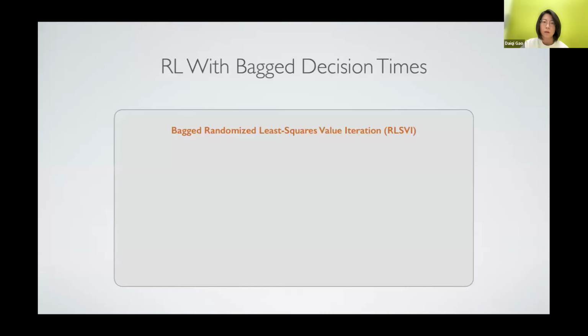Okay, so based on the previously defined state, action, and rewards, we will be able to form an RL algorithm. But due to the time limits, I will only go over the high-level idea of this algorithm. So we adapt an algorithm called randomized least squares value iteration, RLSVI, to the problem with batched decision times. RLSVI is a Bayesian method that handles the exploration-exploitation trade-off in RL by sampling from the posterior distribution of the policy parameters.